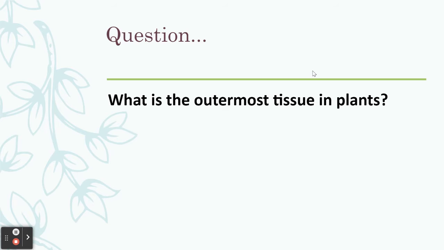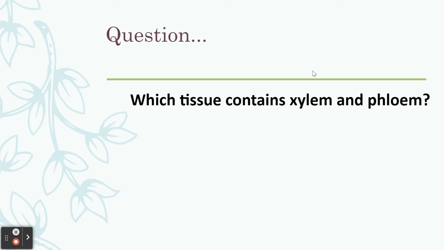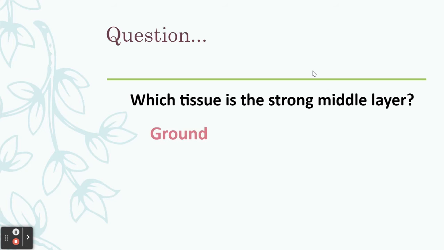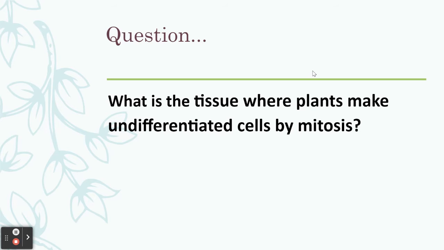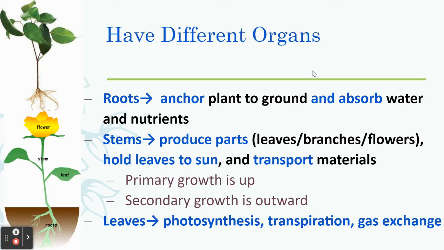All right, so what is the outermost tissue in plants? That's dermal tissue. Which tissue contains the xylem and the phloem? That's vascular tissue. And which tissue is a strong middle layer of all plants' leaves, roots, and stems? That's called the ground tissue. All right, what is the tissue where plants make undifferentiated cells through the process of mitosis? That's called the meristem.